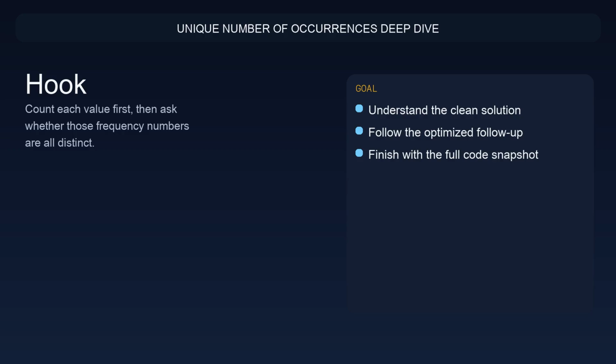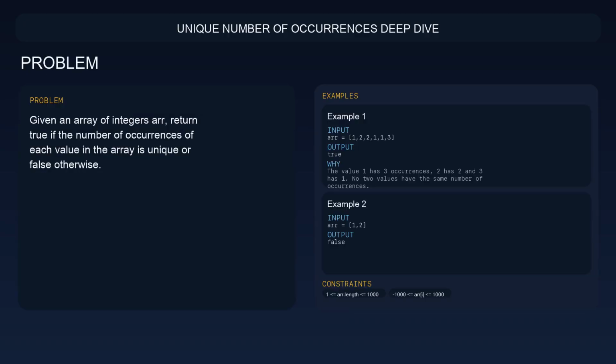The problem is not about unique values directly. It is about whether the occurrence counts themselves repeat. So we count first, then check the counts. We need to return true only if no two different values appear the same number of times.